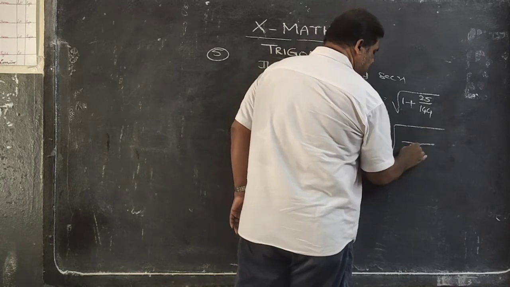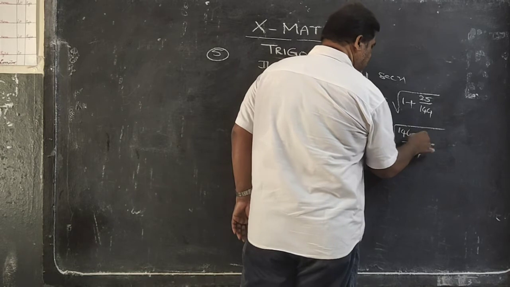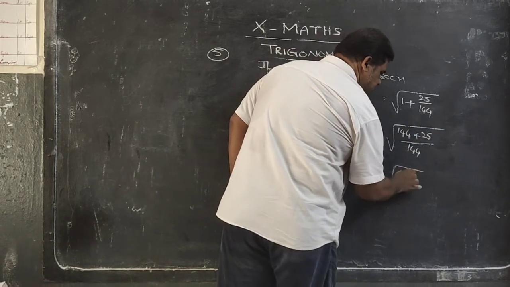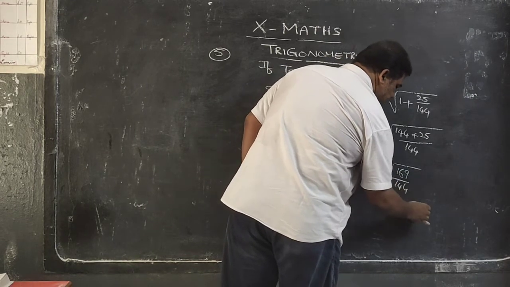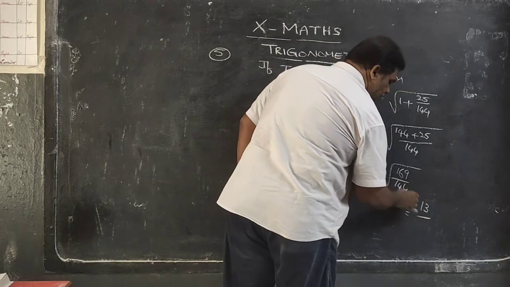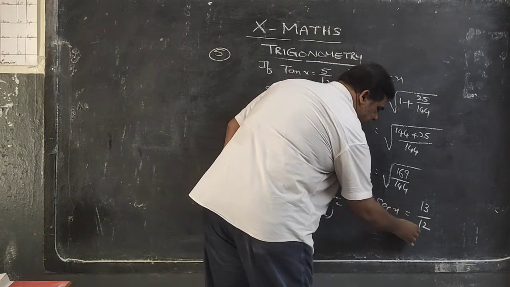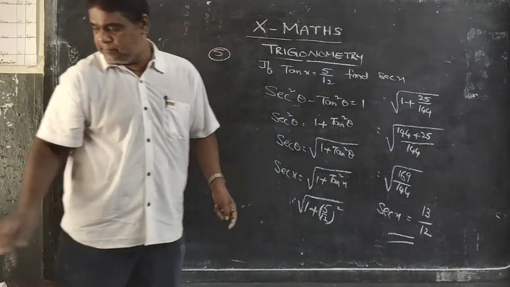Now the LCM is 144. 144 into 1, 144 plus 25. That is, you will get 169 by 144. 169 square root is 13, 144 square root is 12. Therefore, secant x is equal to 13 by 12.